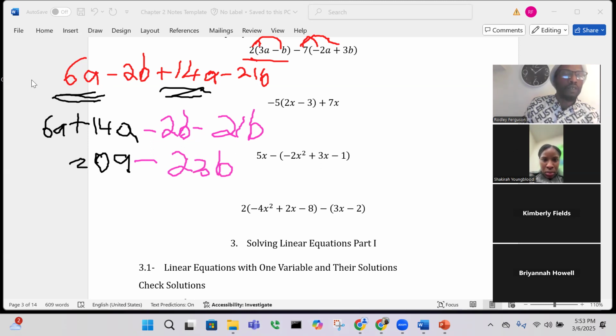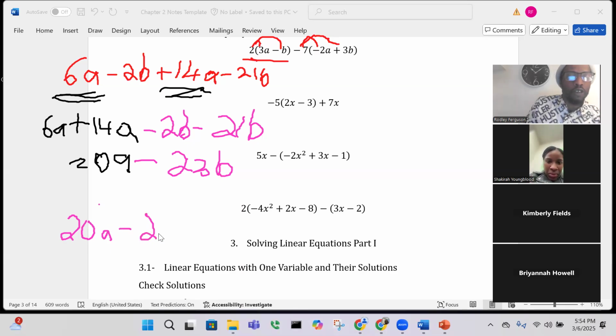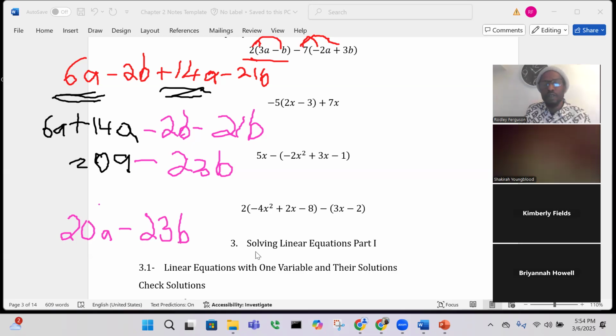Final answer. So final answer is, I'm gonna rewrite the answer because I don't like how it looks. Is 20A minus 23B for this top one. Because there's only 2 different terms there, right? Once I simplify it, I'm left with only A and B. So that's how we keep it. Okay.